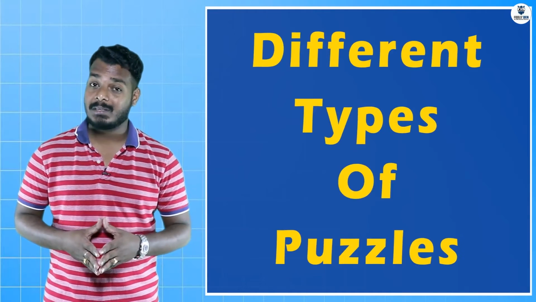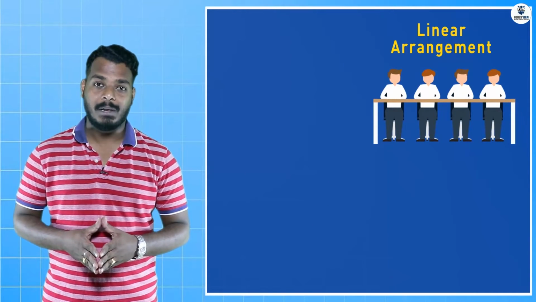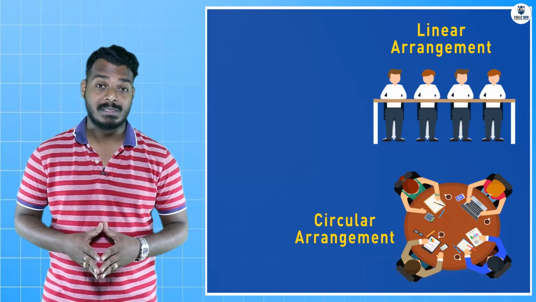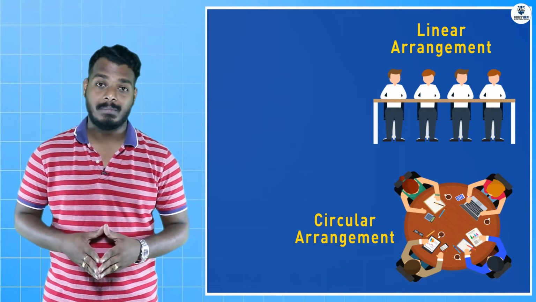So wasn't that interesting? This topic is all about such interesting puzzles, and let's see now what can be the different types of puzzles. 1. Linear arrangements in which people will be sitting in a row. 2. Circular arrangements in which different people will be sitting around a round table.